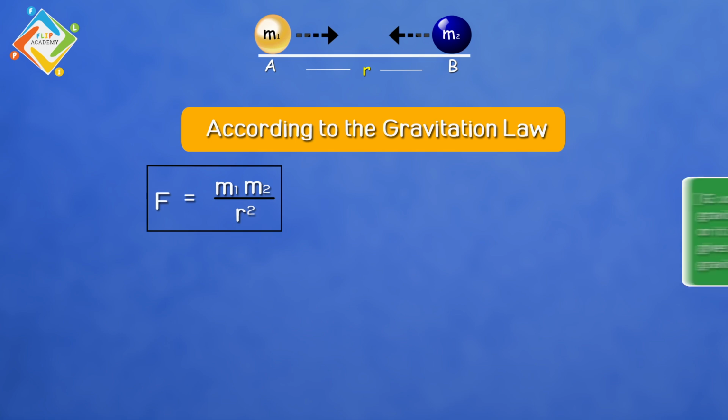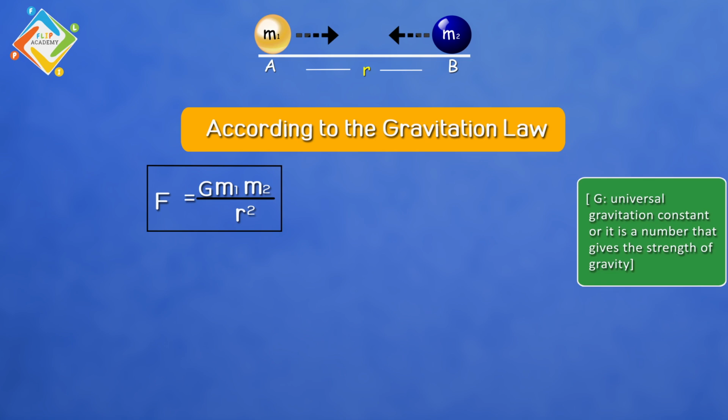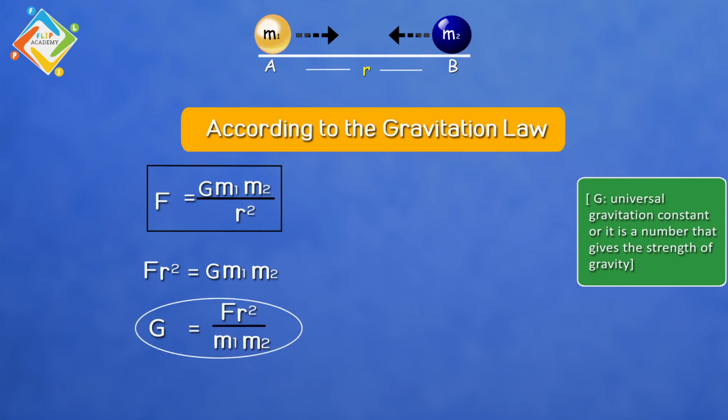Now let's remove the proportionality sign, and for that we require a constant. The constant is represented by capital G, which is also called the universal gravitation constant, a number that gives us the strength of gravity. Now let's do cross multiplication. On the left hand side of the equation, it turns to F multiplied by r square, and the RHS turns to G, the gravitation constant, multiplied by m1 into m2. Rearranging the equation such that G becomes the subject of the formula, G gives you F r square upon m1 into m2.